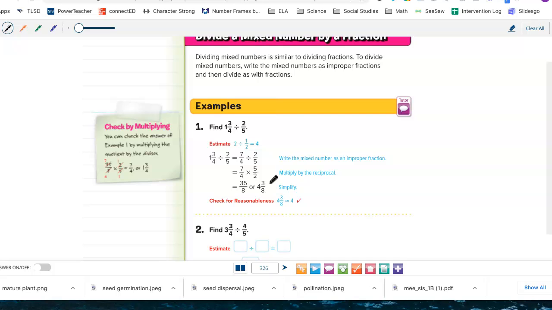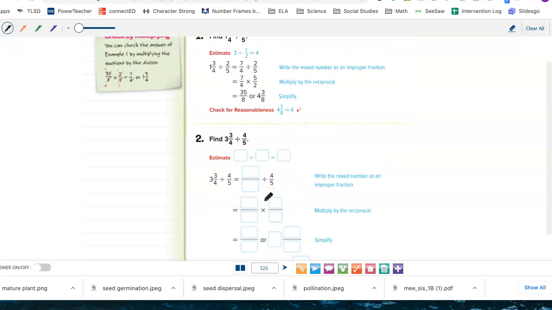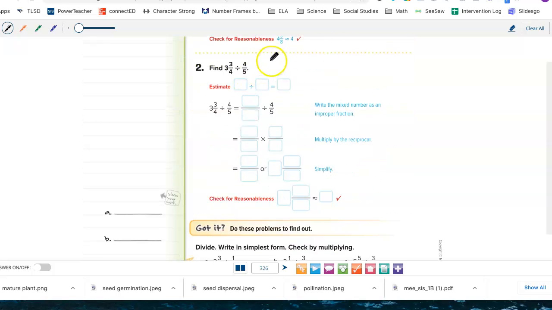And then we need to put that back into a mixed number. So don't forget to do that. 8 can go into 35 4 times. I know 8 is going to stay the same, and that gets me to 32. So I need to add 3 more to get to 35. So 4 3/8. So if we look at example 2, my estimate, this is really close to 4. This is really close to 1. So I should get 4 divided by 1, which is about 4.